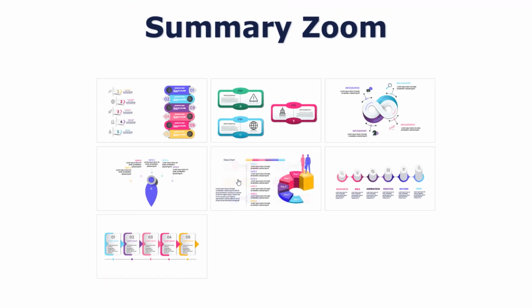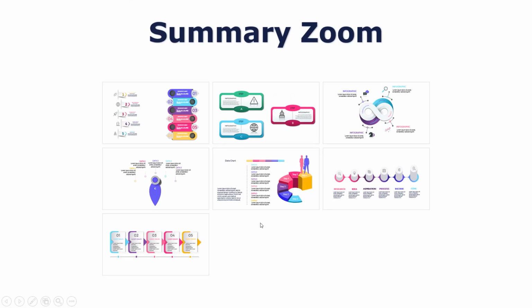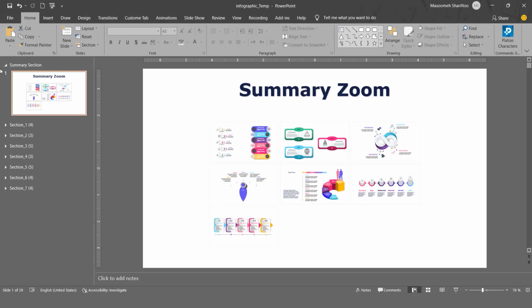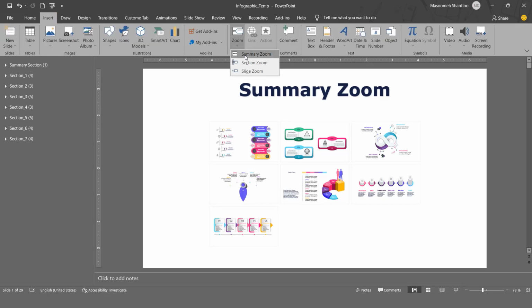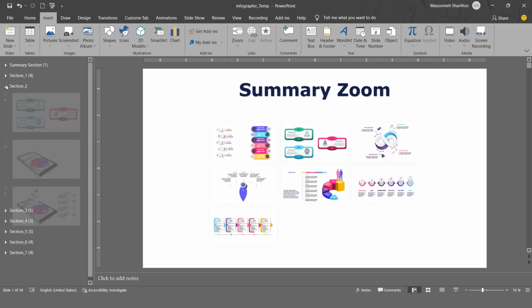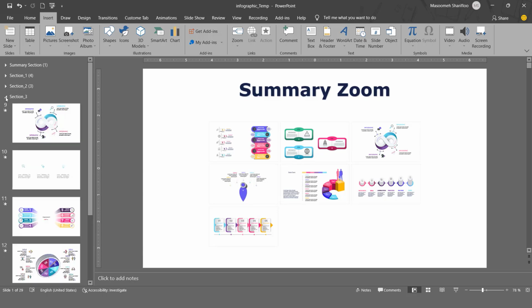If your presentation file doesn't have any sections in the Zoom and Summary Zoom mode, based on the number of your slides, it puts the slides in different sections by default. I recommend that you put your slides in sections in order to have better management of your file and presentation, and then use the Summary Zoom.